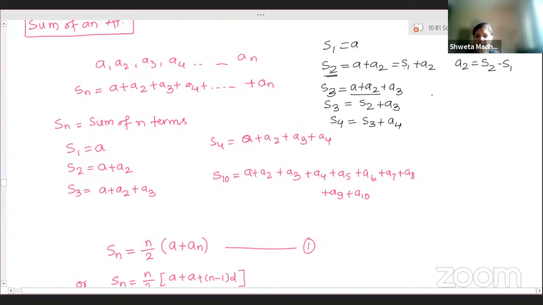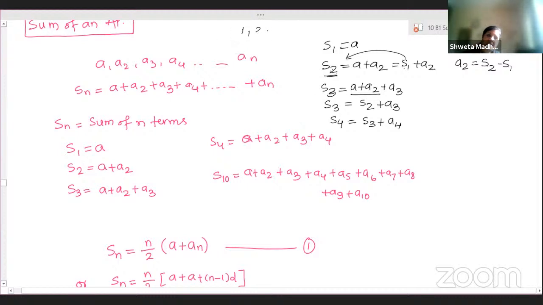Are you able to understand this? Can you repeat that A2 part? S2 is equal to S1 plus A2, you got. Now what is A2? S1 transfer it to the other side. S2 minus S1 is equal to A2. That means the second term, how can we calculate? If we know the sum of two terms minus the sum of one term, we will get the second term.